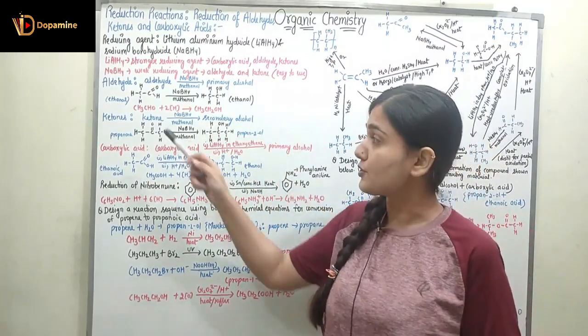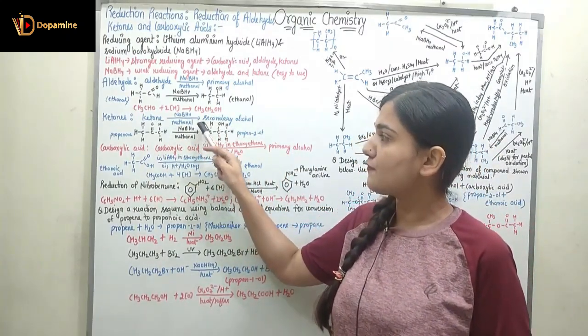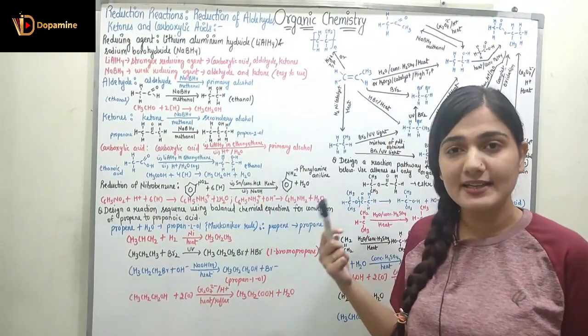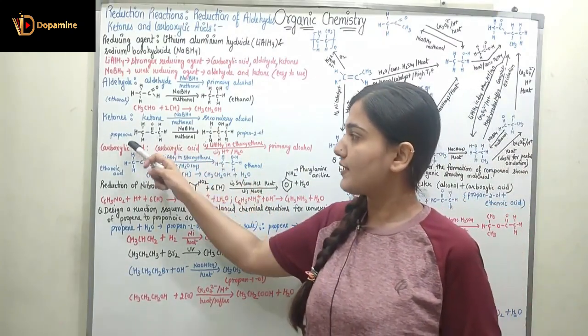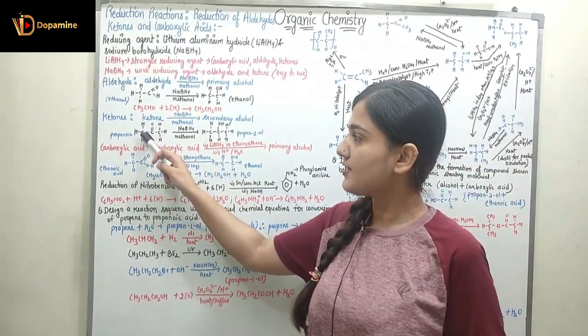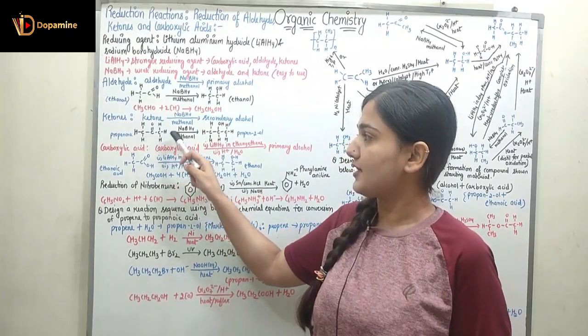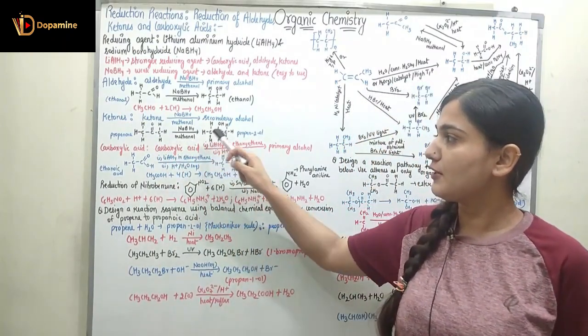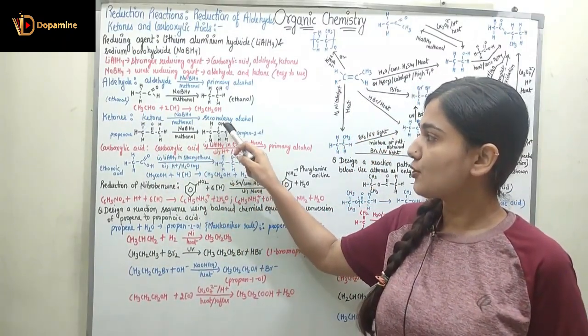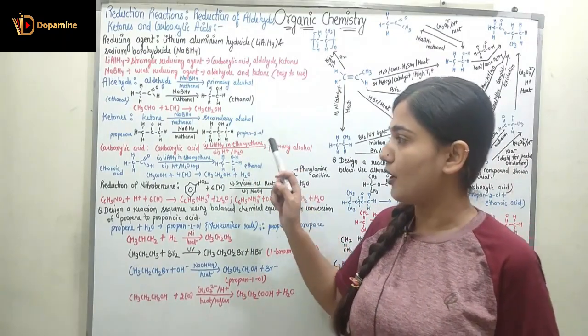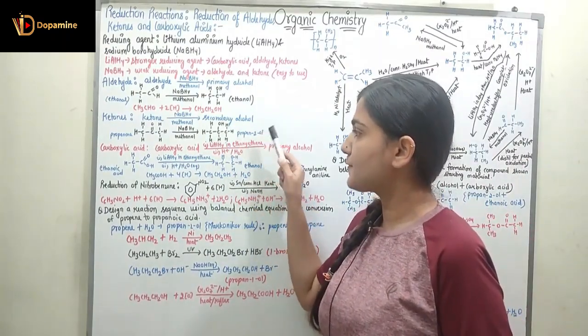Now coming to the ketones. Ketones in the presence of NaBH4 and methanol give me secondary alcohol, right? So for example, we have the propanone CH3C double bond O CH3. In the presence of NaBH4 and methanol, it is giving me CH3CHOHCH3, that is the propan-2-ol. So propan-2-ol is formed over here.